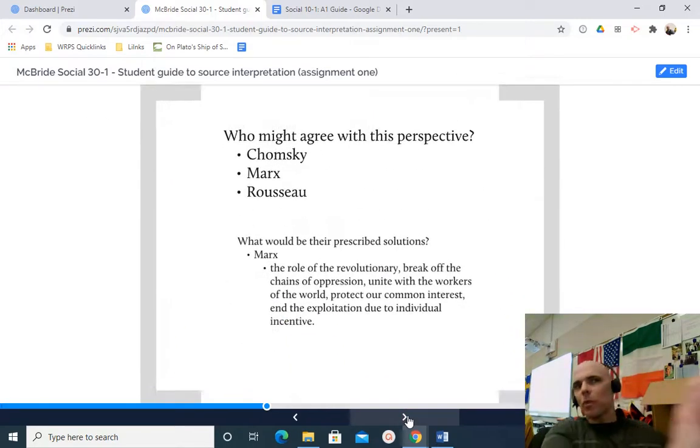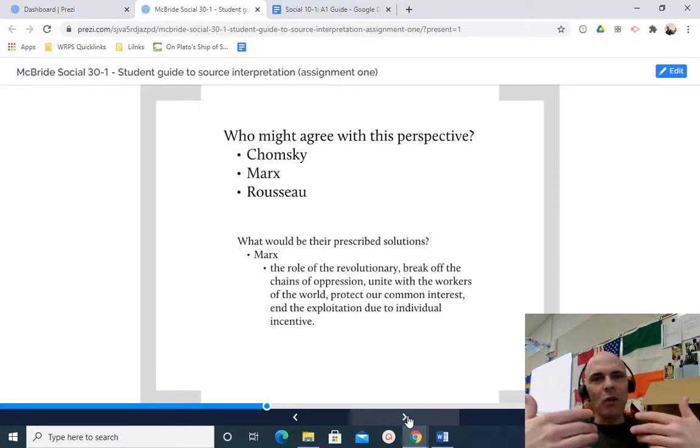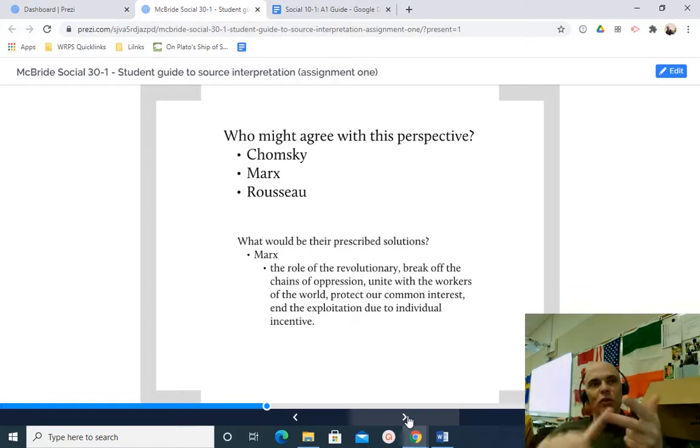So this is all the perspective of the source. This is not what I'm prescribing for the world. Who might agree with the perspective? Well, it sounds like Chomsky, Marx, and Rousseau. And how do I know it sounds like Chomsky, Marx, and Rousseau? Well, when I'm teaching in the course, I tell my students, create a cast of characters. What does Chomsky believe? What kind of world does he want to create? What does Marx believe? What kind of world does he want to create?